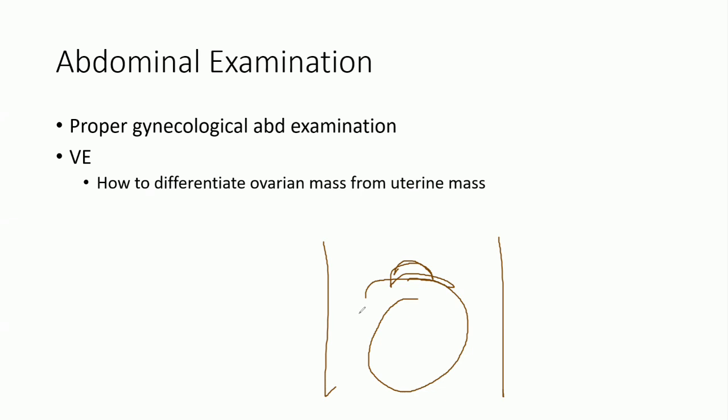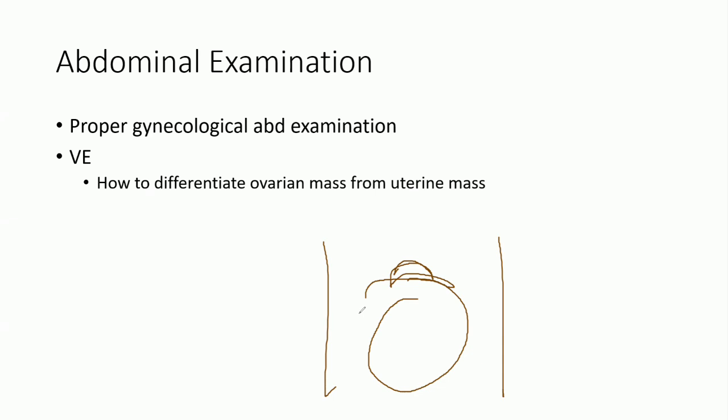If it doesn't move, then that is the ovarian mass. Again, there's a problem. If the ovarian mass is attached to the uterus, then the ovarian mass also can move. That is a problem with the ovarian malignancy. So that you have to remember.